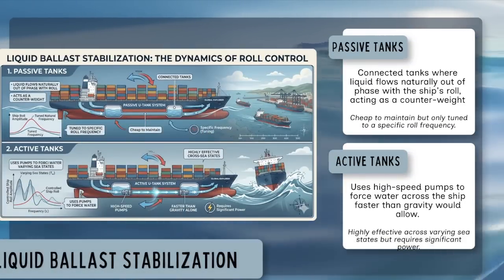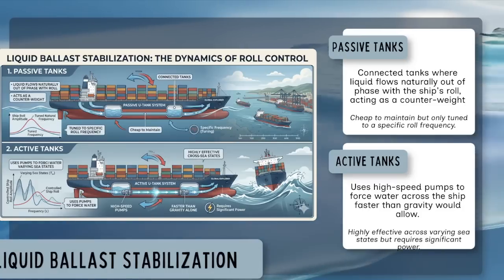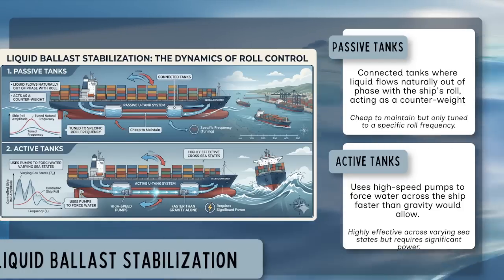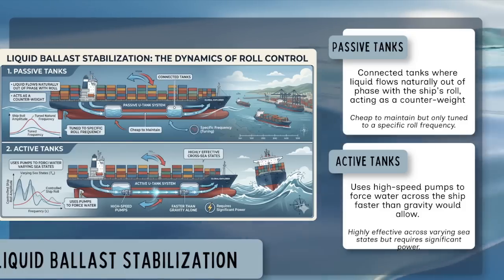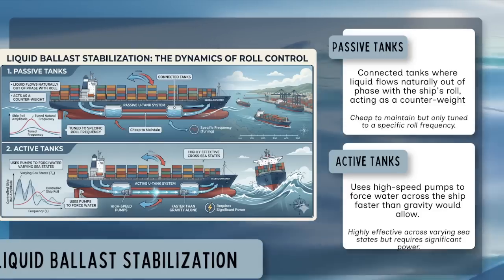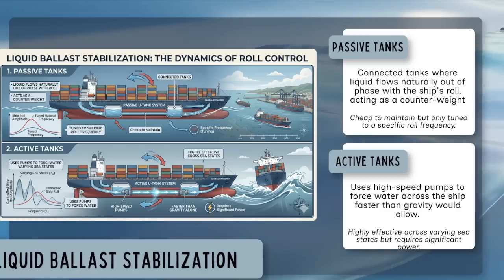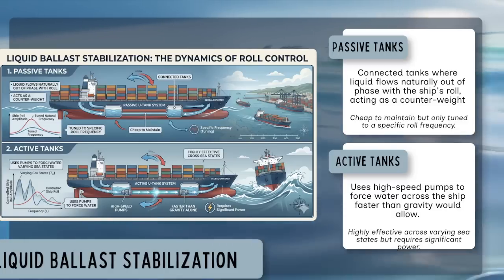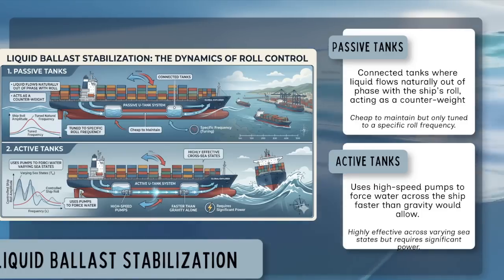So here now is what we call the liquid ballast stabilization. So this is the dynamic of roll control. We have here two types, the passive tanks and the active tanks. The passive tanks are connected tanks where liquid flows naturally out of phase with the ship's roll. So it acts as a counterweight.